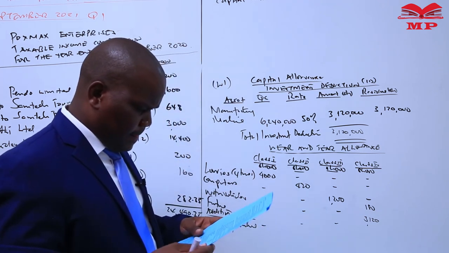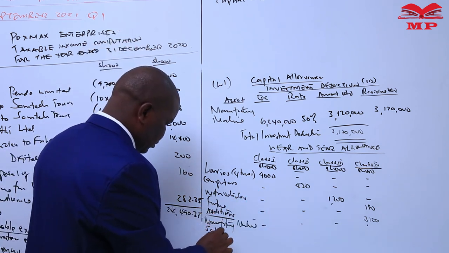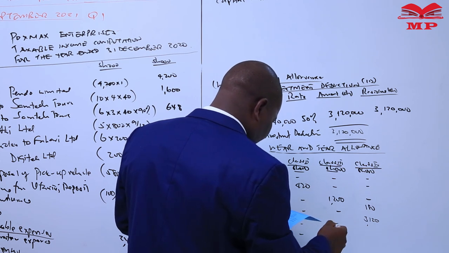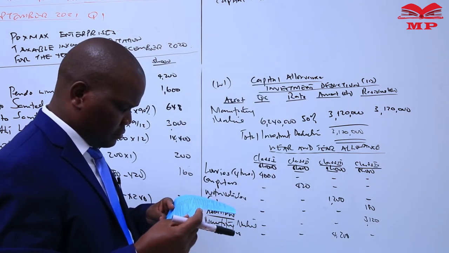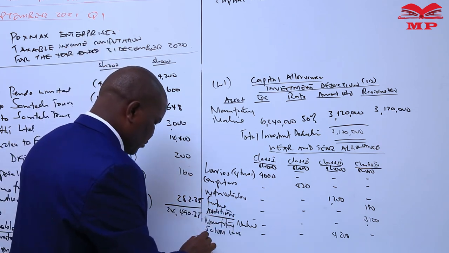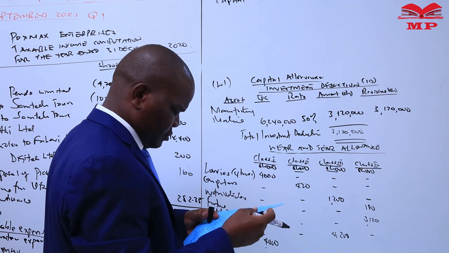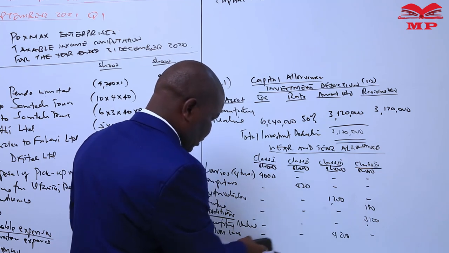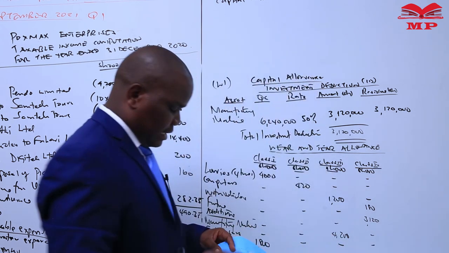Next we have purchase of 2 saloon cars at 2.1 million shillings. So we write here saloon cars. There are 2 at 2.1. That is 4.2 million shillings. Then we have purchase of a lorry of 4 tons. So we write here lorry. Because it is 4 tons, it will go to class 1. So we write here 4 million. Lorry of 4 tons. No, 1.8 million. Sorry for that. 1.8 million shillings. That is all for the additions.